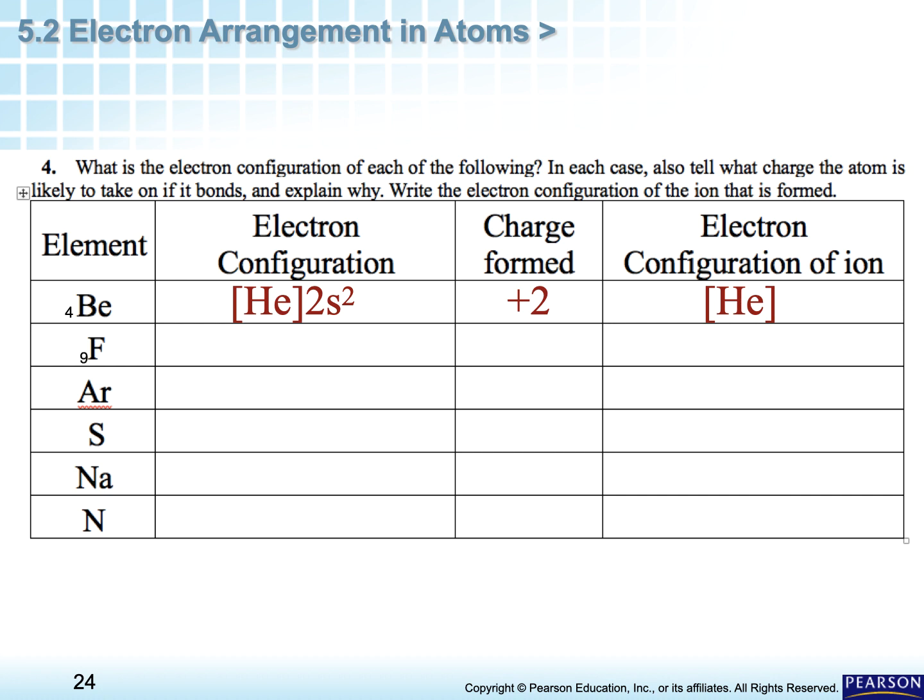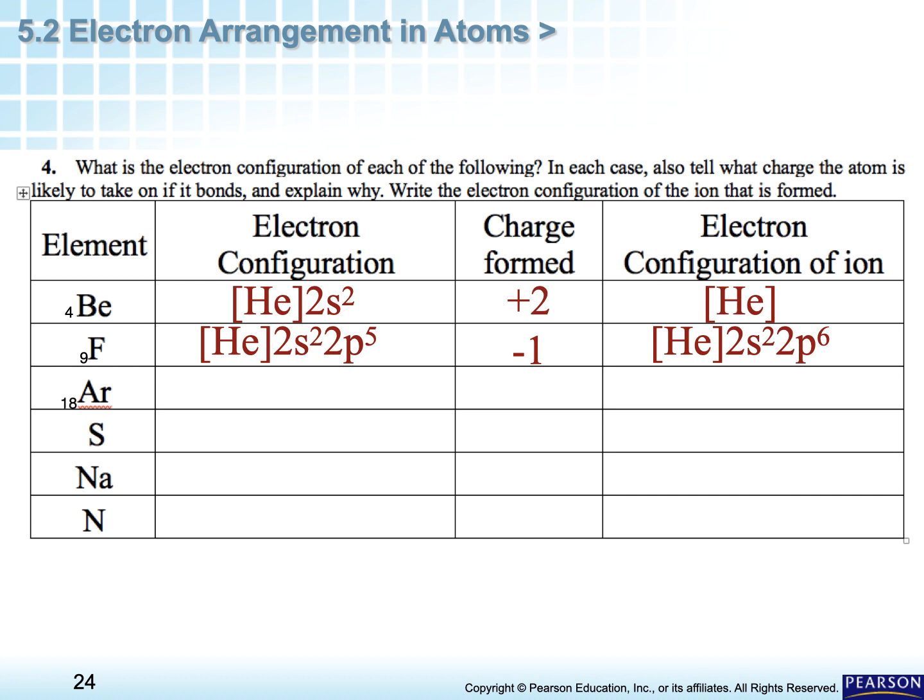Fluorine, from the periodic table, it's helium 2s2, 2p5. Well, it's a nonmetal because it's on the right side. The nonmetals are on the right side. So it's going to form a -1 charge by gaining 1 electron. So when it does that, it's going to go from 2p5 up to 2p6.